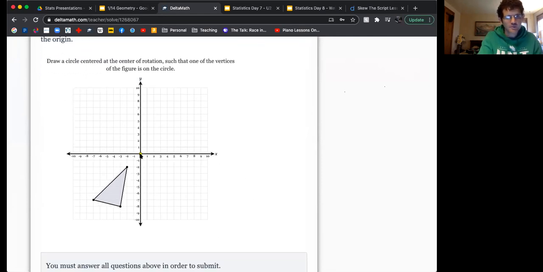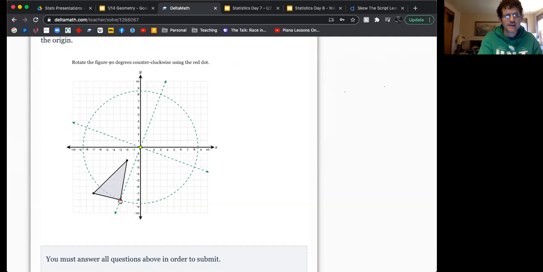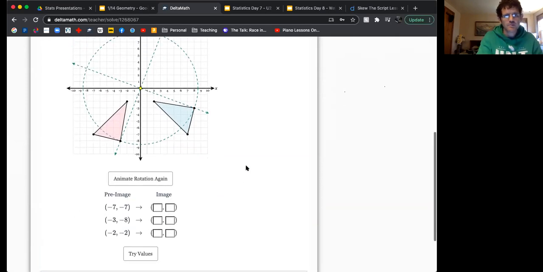So let me run through the process again. You'll get to see this enough where hopefully this is really, really simple. Connect the origin through the point, make your perpendicular line. 90-degree counterclockwise is going to be going against the direction that a second hand would go. So there we go. I'm going to copy these points over. So this point right here, -2, -2, is now at 2, -2.